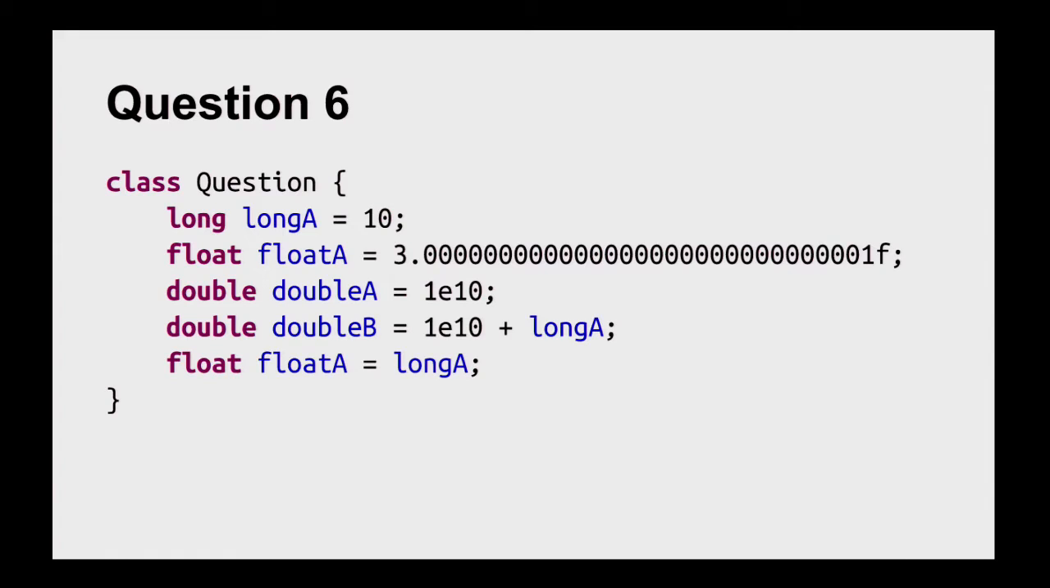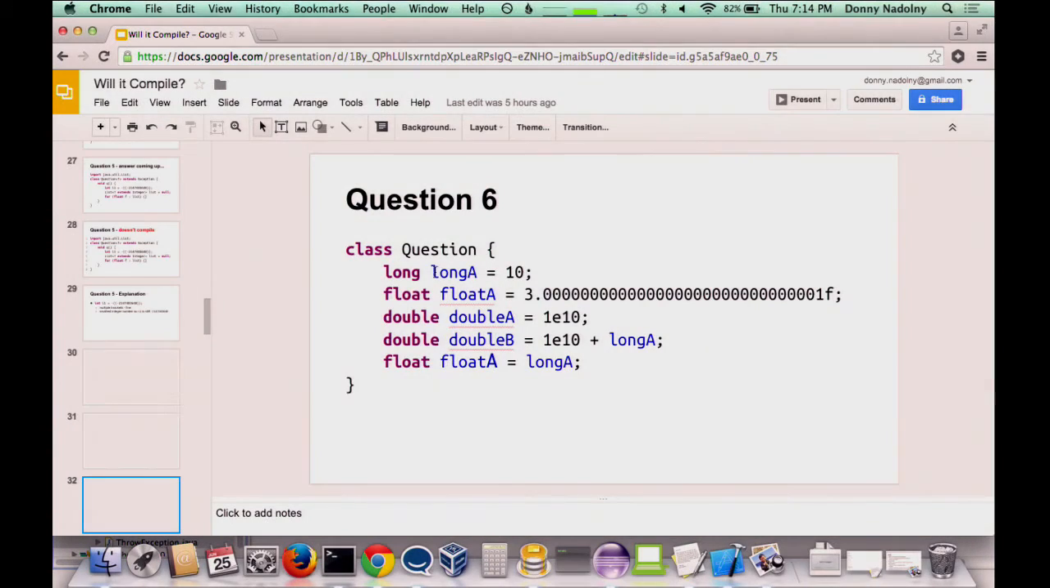Anyone who thinks it won't compile want to tell me why? The long to float. I think that won't compile. Okay. Anyone else have other reasons? Can't redefine float A. You've got float A defined twice. I have float A defined twice. Looks like that, doesn't it? Let's check. Weird characters or something.